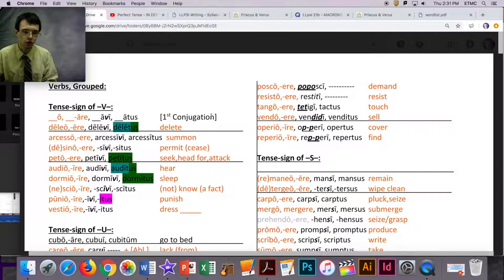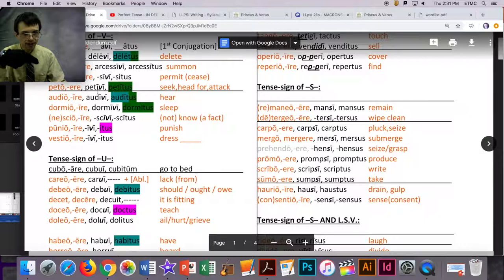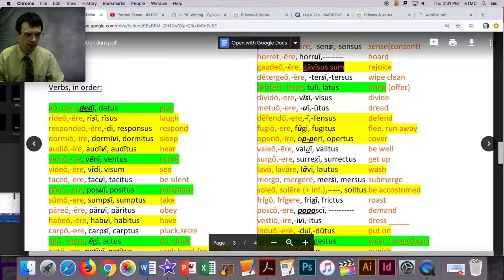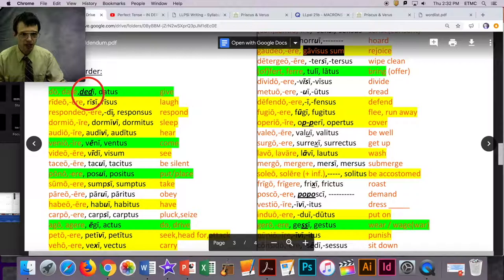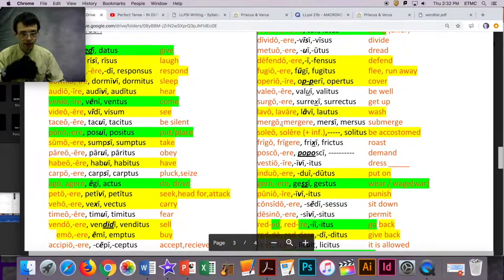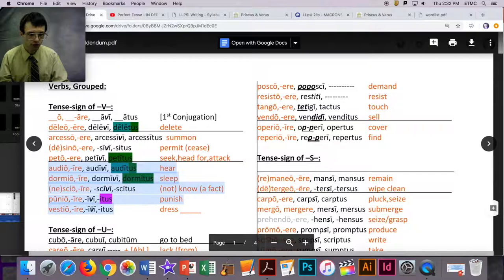And if you click that, you will get this PDF in which all your verbs that you have learned so far are grouped first according to tense sign, like V and U, and far over there, S, and then at the bottom, just having them straight in order with the various tense signs colored in different ways. So an underline here is reduplication. A tense sign letter is bold, like V or S. Same with a lengthened stem vowel, like video. So you can either do it this way in the order in which you learned the verbs, or you can do it this way, which I recommend, in which you group all the verbs first by their tense sign, and then within that by their conjugation. First and second conjugation, third conjugation, fourth conjugation, and then irregular verbs after that.